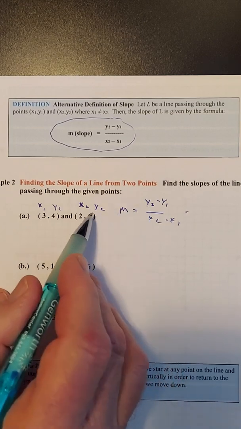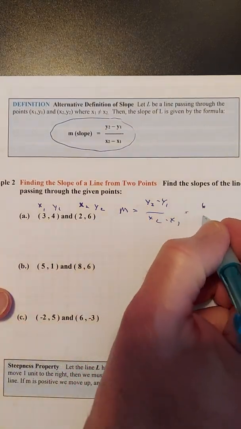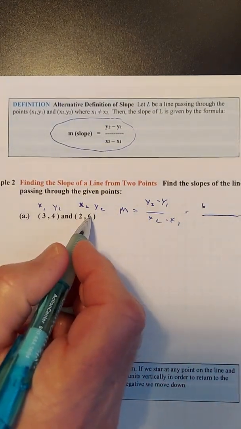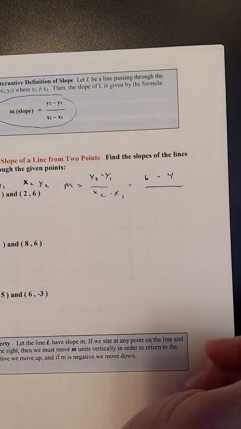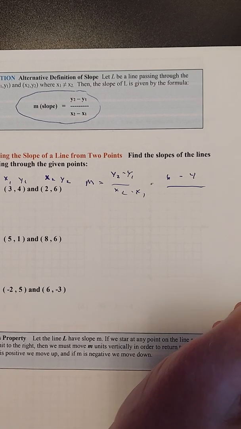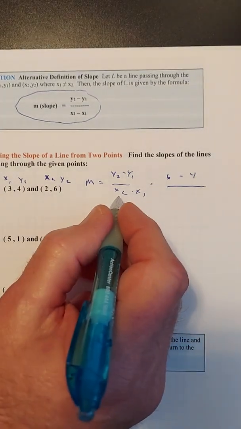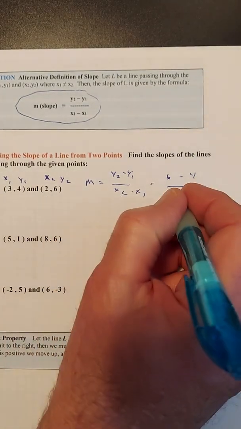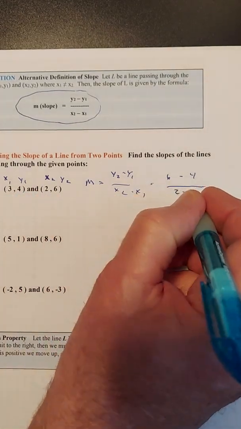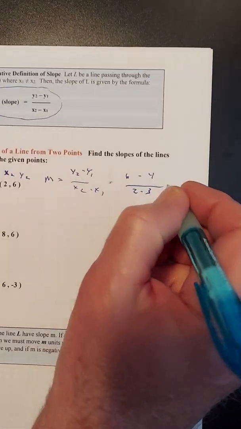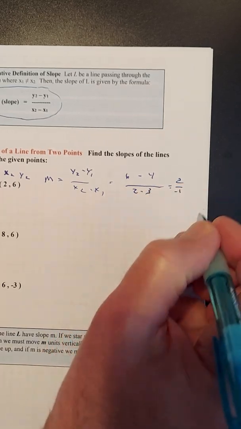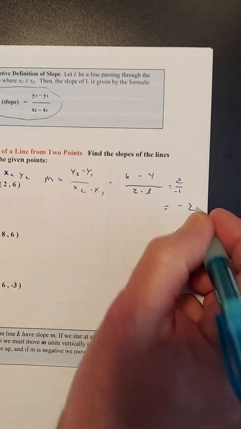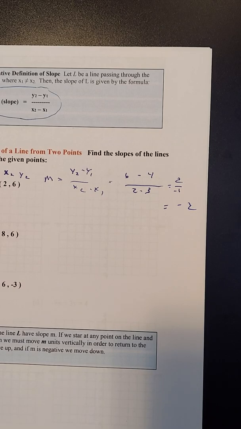So y sub 2 is 6. Y sub 1 is 4. All I'm doing is taking those numbers and plugging them in. And on the bottom, you've got x2, which is 2, and x1, which is 3. So I've got 6 minus 4 on the top is 2, and 2 minus 3 is negative 1. So let's just call that negative 2.